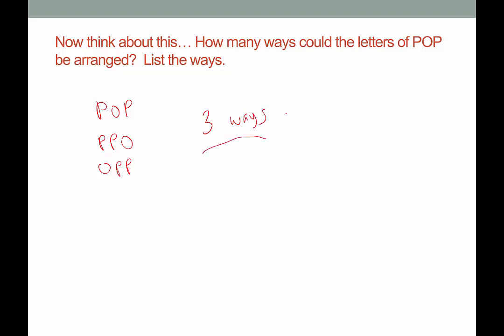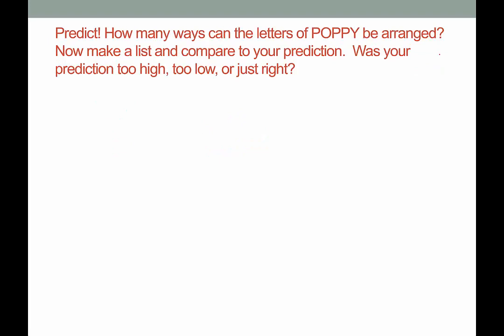So in this case, there's only 3 ways to arrange these letters. Why is it not 6? Because of the fact that the P repeats. So we need to come up with something here to figure this out, because I don't want to have to sit here and list combinations, because let's look at the next example. We have the letters Poppy, P-O-P-P-Y. How many ways could these letters be arranged? I want you to pause the video, make a prediction, and see if your prediction was too high, too low, or just right, based on what we know about factorials and the fact that there is some repetition. Ready, go.